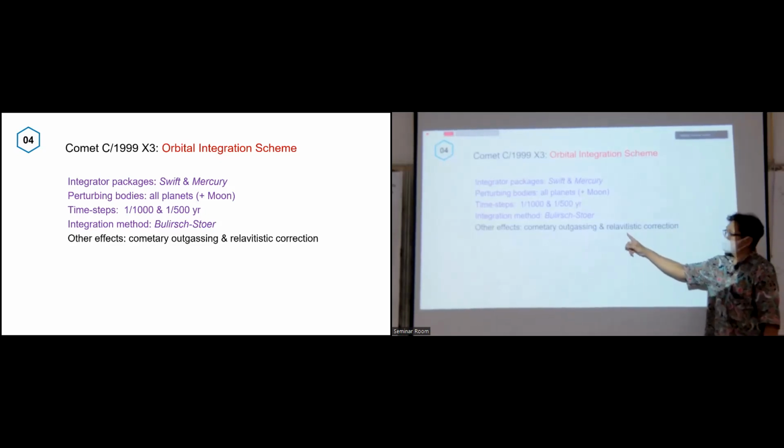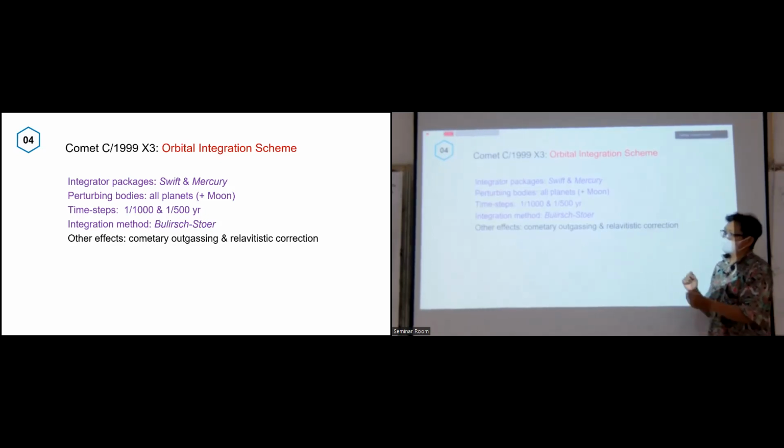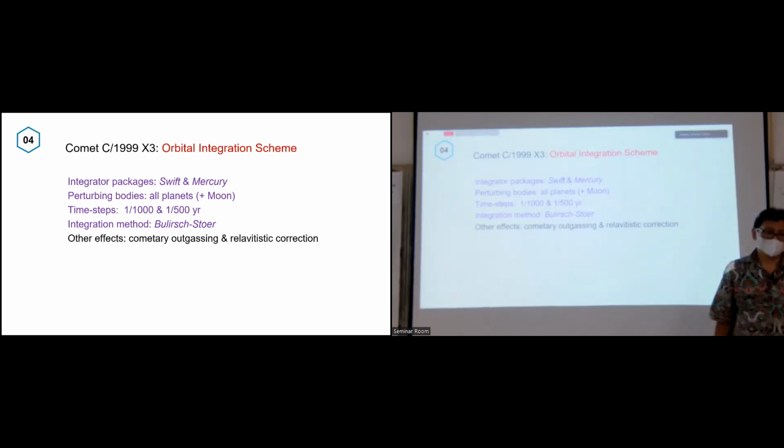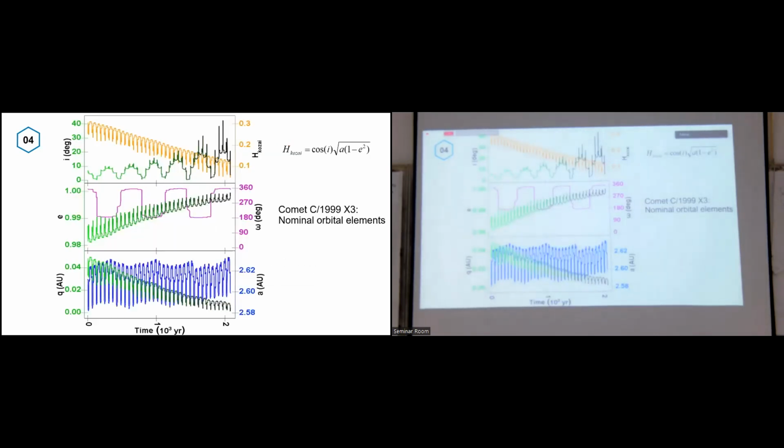Why? Because the orbit is very, very close to the Sun. We put in the relativistic correction when the object is very close to the Sun, even close to the Mercury orbit. This parameter is for outgassing, cometary outgassing. So what do we have?